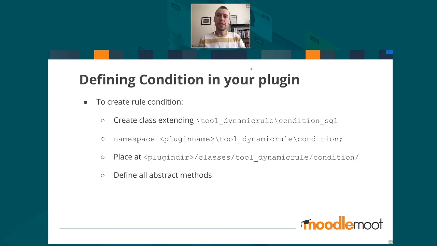So how to define a condition in your plugin? You need to create a class which extends tool_dynamic_rule condition SQL. You need to define the namespace, which will be your plugin name, tool_dynamic_rule, condition, and place that within your plugin directory in the classes tool_dynamic_rule condition subdirectory. And define all abstract methods. At that point, your condition becomes functional.